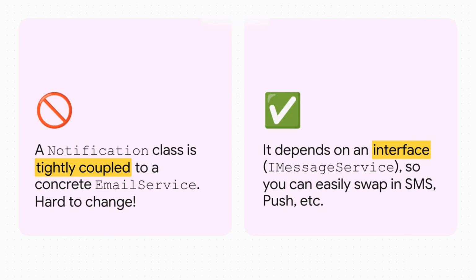So without this, your notification class is hardwired to the email service. If someone asks you to send an SMS instead, you have to rip open the notification class to change it. But the better way is to make the class depend only on an IMessageService interface. Now it doesn't know or care if it's an email, an SMS, or a carrier pigeon doing the work. It's completely decoupled and free.